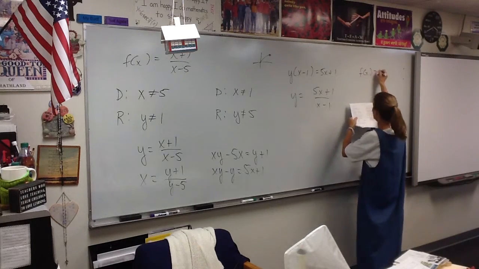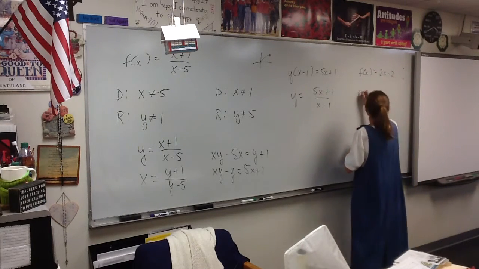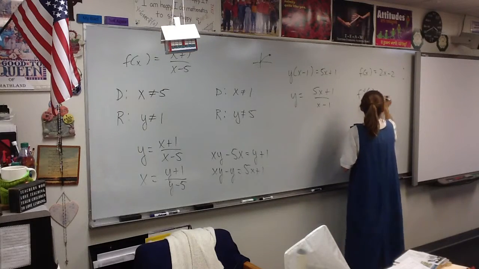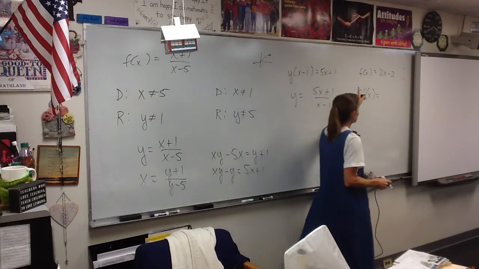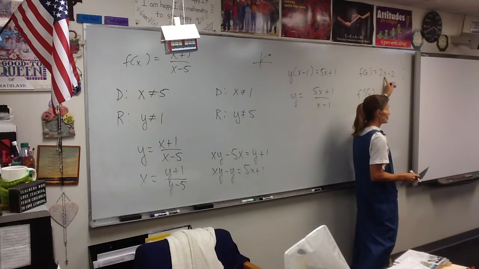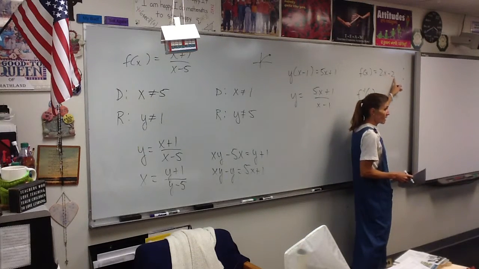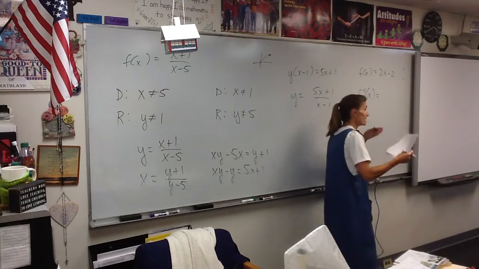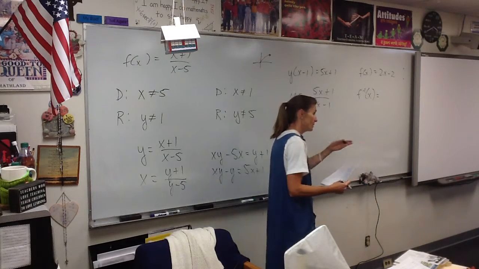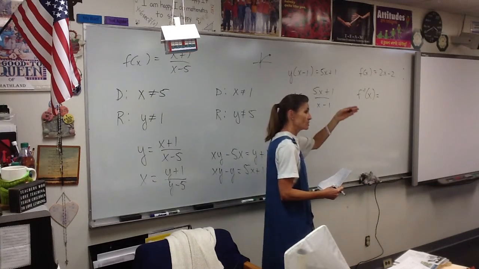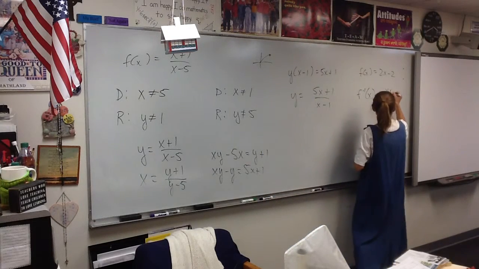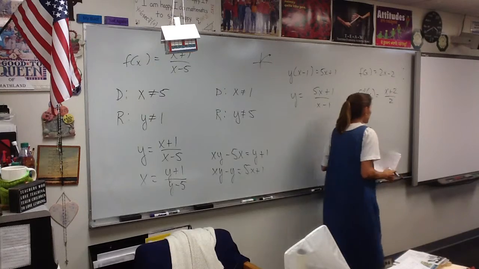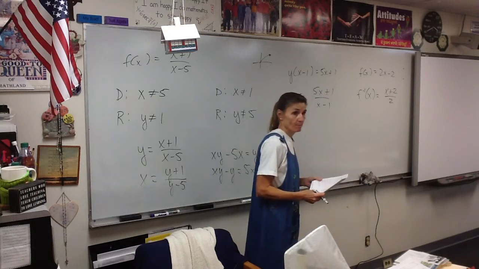Okay, so here's the function. I can actually do this one in my head, I think. If the function multiplies by 2 and then subtracts 2, what's the inverse going to do? It has to undo that. So it's going to add 2 and then divide. So that should have been the inverse that you came up with.